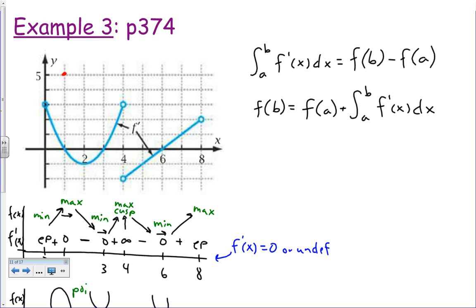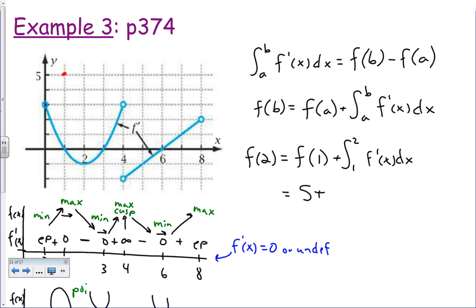I'm going to find out what f of 2 is equal to. F of 2 is equal to, I'm going to use 1 for a, since I know what f of 1 is equal to. They told me that. Plus the integral from a to b, so that's going to be 1 to 2 of f prime of x dx. So, f of 1 they told me was 5. And the integral from 1 to 2 is what that should be for the upper bound.